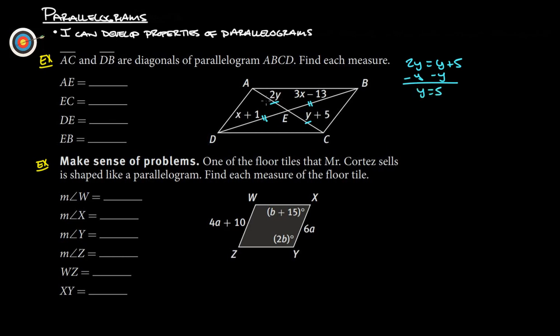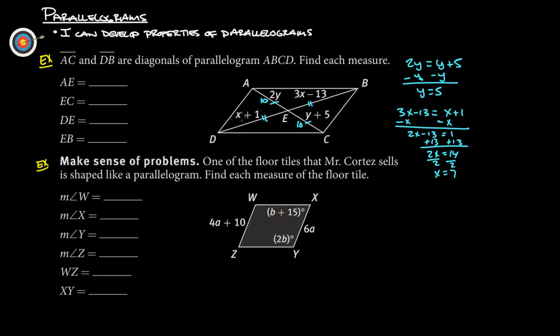So then 2 times y, that's going to make this length here 10, and 5 plus 5 makes this length here also 10, right? And then we also know that 3x minus 13 has to equal x plus 1. Right, so then we solve this one. So we subtract x from both sides. 2x minus 13 is 1. Add 13 to both sides. 2x is 14. Divide both sides by 2, and we get that x is 7.